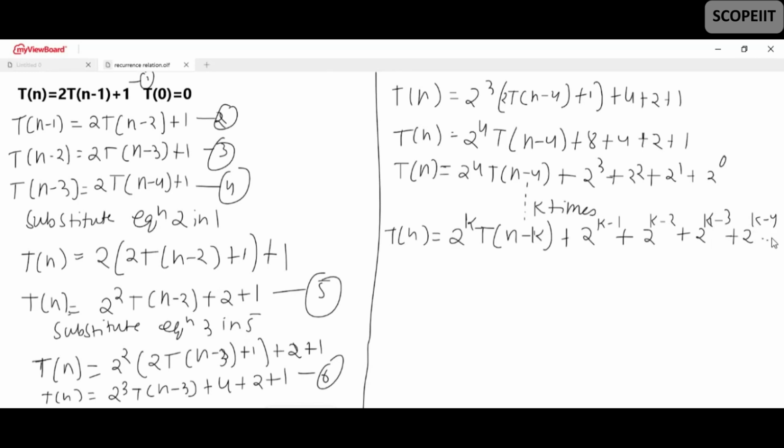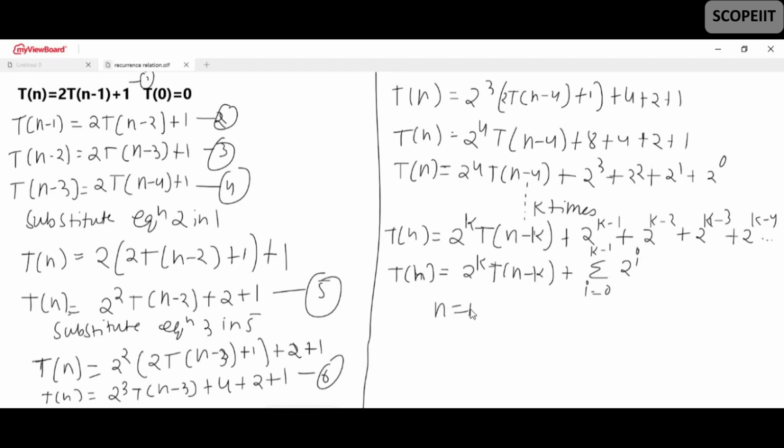Now here what happened? This is your equation, I'll write it here. T(n) = 2^k T(n-k) plus, this is nothing but the sigma from i = 0. It will start from 0 and go till k-1, and it is nothing but 2^i we have. And here next we already have n-k.